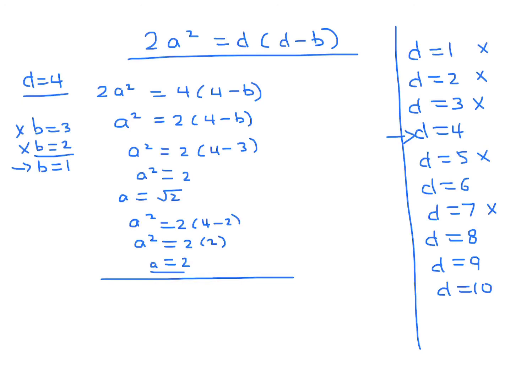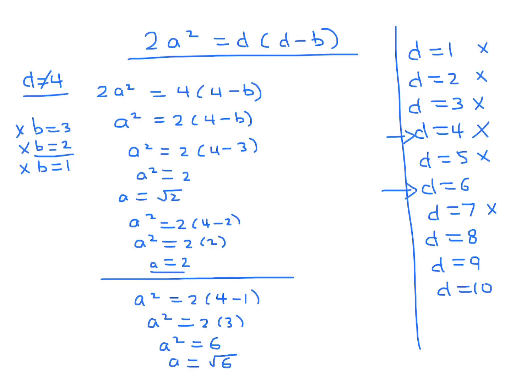So now let's try b equals 1. So that would be a squared is equal to 2 times 4 minus 1. And therefore a squared is equal to 2 times 3. So a squared is equal to 6. A is the square root of 6. And that doesn't work because a is not an integer. So none of these work. So that means that D cannot equal 4. All right? So that's no good. So now we got to try D equals 6.